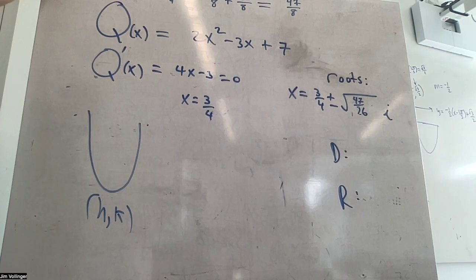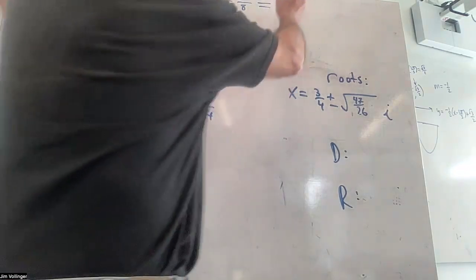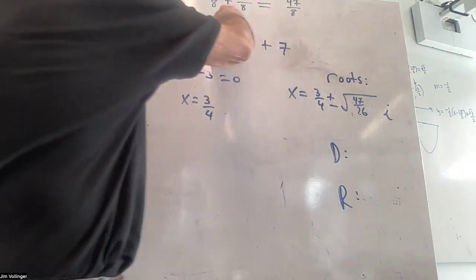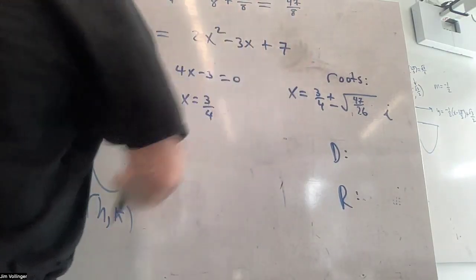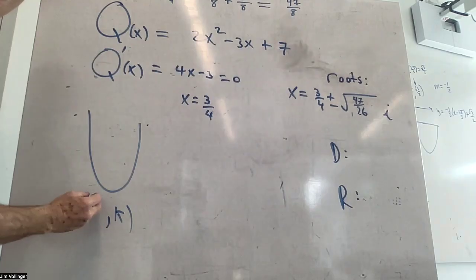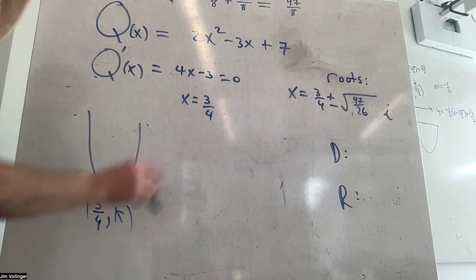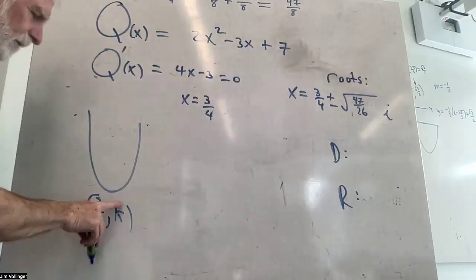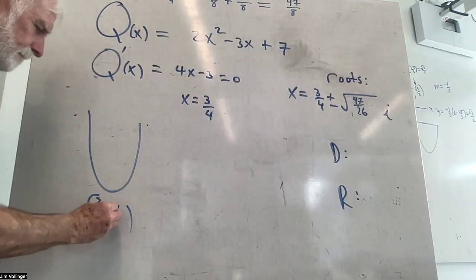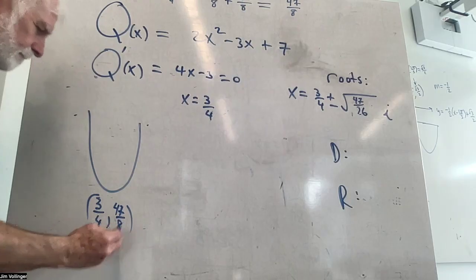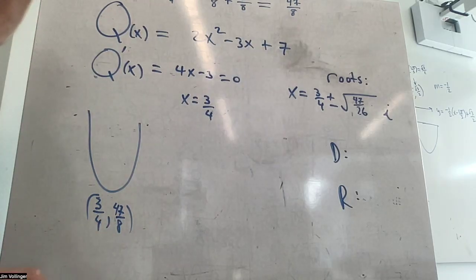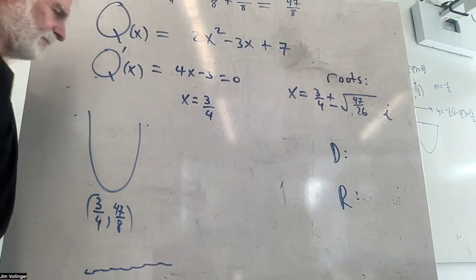All right. What's the domain? So 47/8 was, I lost track here. So h is 3/4. I have imaginary roots and I've got a cup shape up. So therefore this has to be 47/8, is this number. Okay, and zero's down here, so that's why I've got imaginary roots.